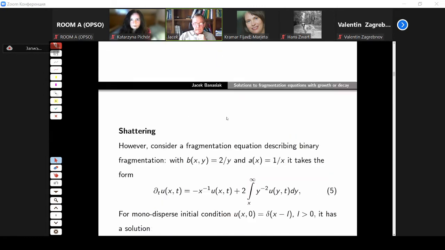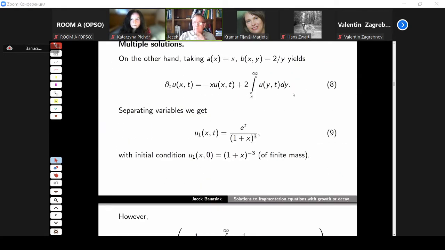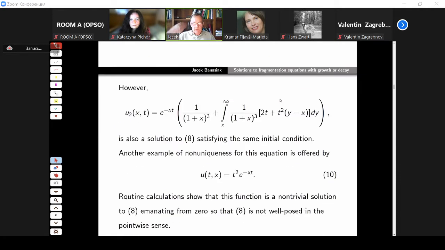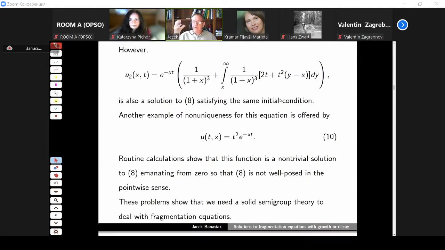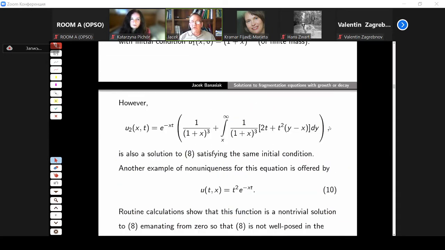For example, this simple version of the equation has at least 3 formal solutions. So, functions which, substituted into the equation, will give you 0, give you identity. And this is actually where I stopped with semi-group theory. To understand what happens, you really need proper functional analysis background here, and you really need solid semi-group theory. In particular, this middle solution, U2, is the semi-group solution, the solution of the problem provided by the semi-group theory.